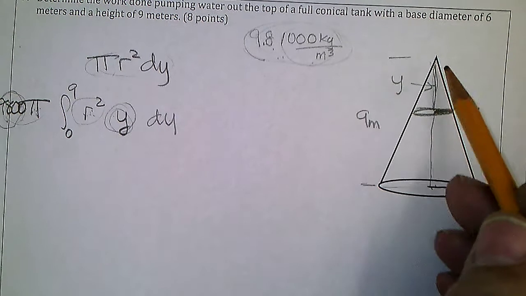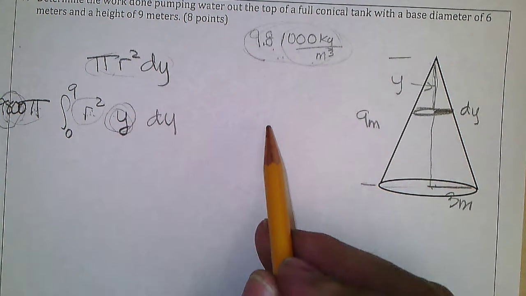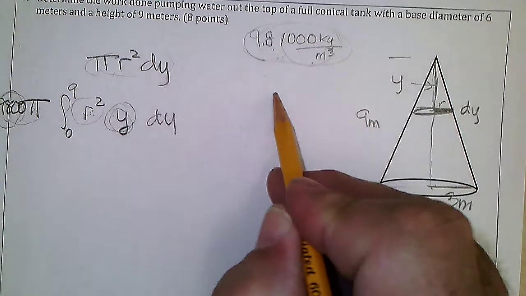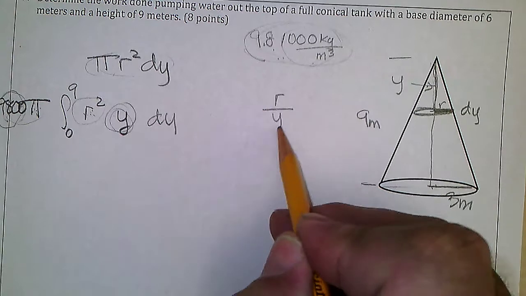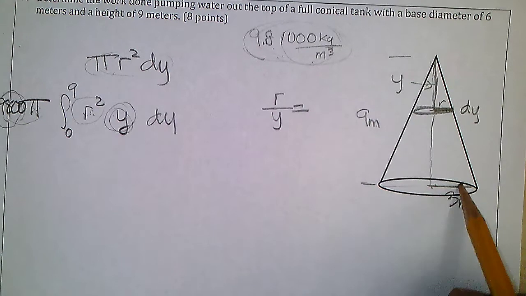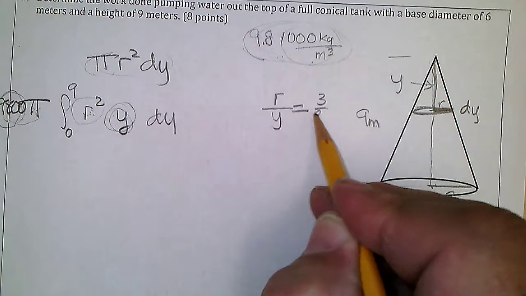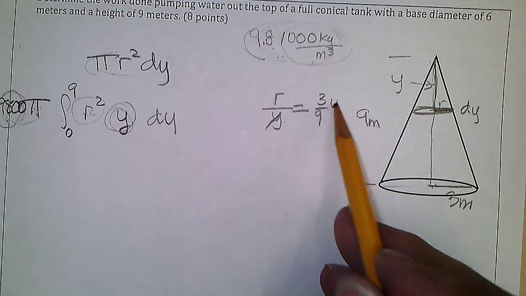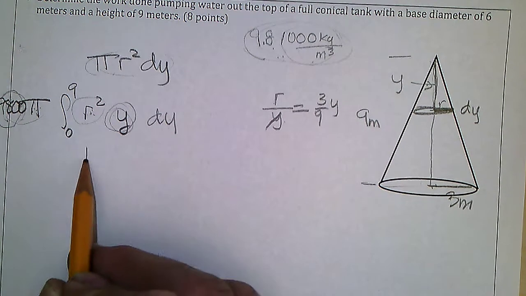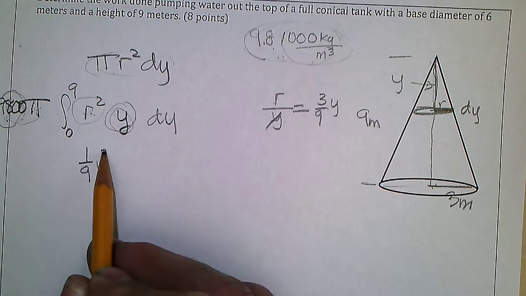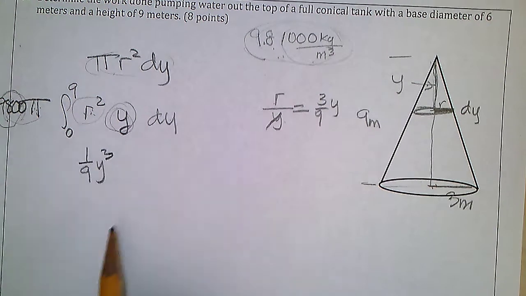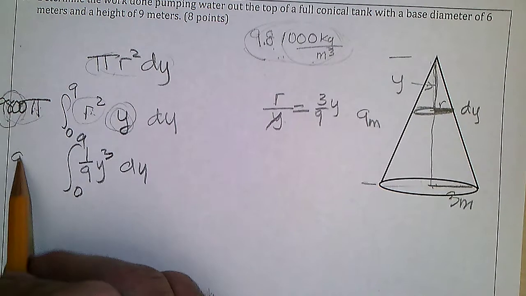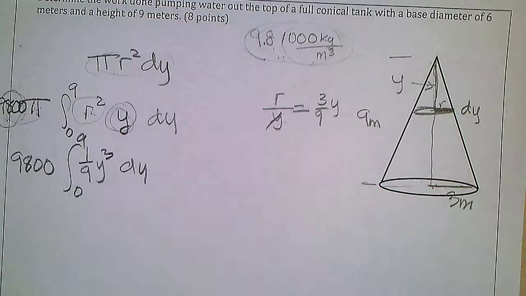This is r. And if I put y here, this makes it an easy one to do. I want to find r here, so I'll say r is to y as 3 is to 9, so I can multiply by y, and r is just 1/3 y. So r squared would be 1/9 y squared times another y, integrated from 0 to 9, dy times 9800 pi.